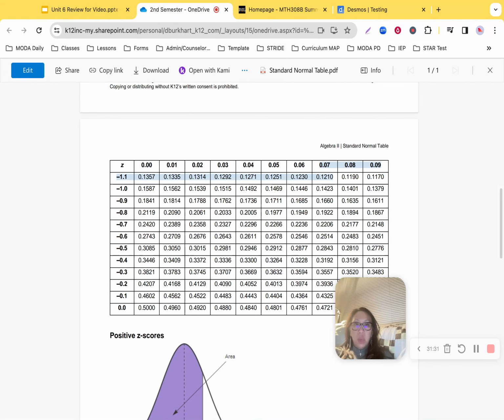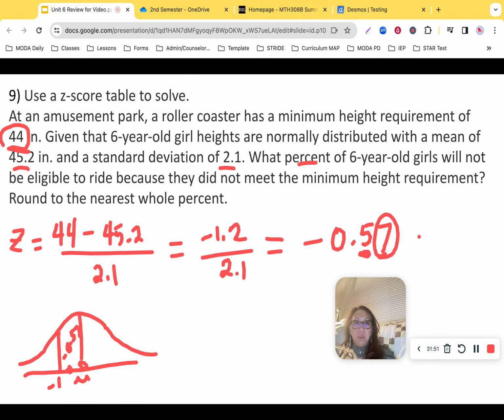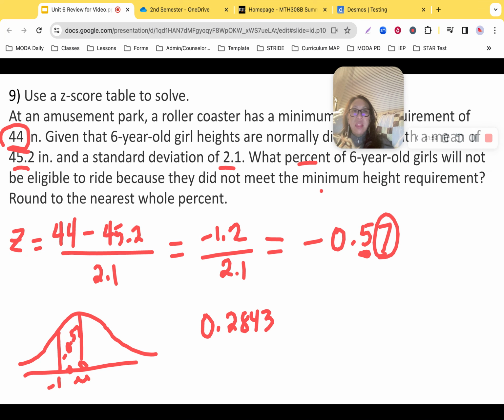So we're just gonna see what number they meet at on negative 0.5 and 0.07. It looks like it's this one right here, so that's where they meet: 0.2843. Now, that's not the percent because that's the area. So to change this to a percent, we have to multiply that by 100.